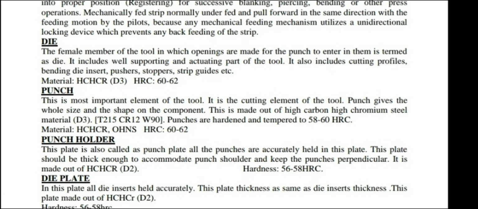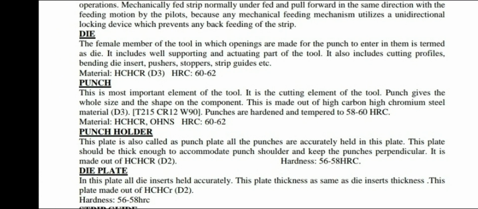Then the next part is the die plate. So this is a revision. You must know the different parts so that you can study defects properly and rectify them, provide remedies or avoid defects. That's why I am repeating the portion or syllabus of this press tool. Then the die plate is also important. In this plate, all die inserts are held accurately. This plate's thickness is the same as the die insert thickness. This plate is made of HCHCR, that's D2, and hardness varies from 56 to 58.